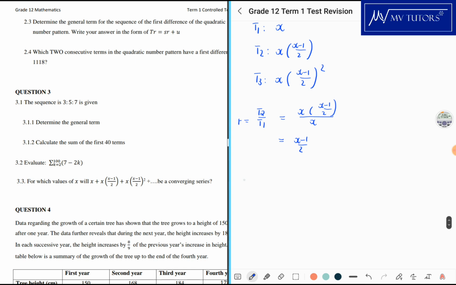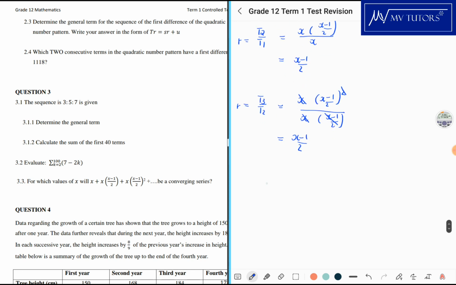Just to make sure, I know that r is also term 3 divided by term 2. I just want to be sure, okay? Let's just be certain that r is basically the same. So now we have (x minus 1)/2 squared over term number 2. So the x's cancel. This cancels and that cancels. So we're basically left with (x minus 1)/2. So we are confident now: r is (x minus 1)/2.